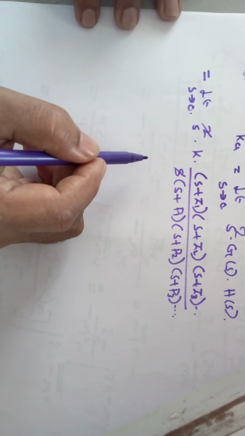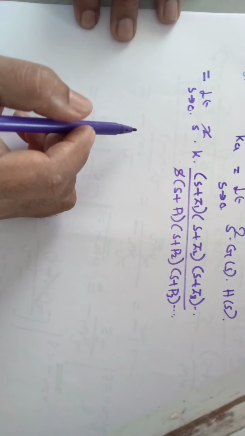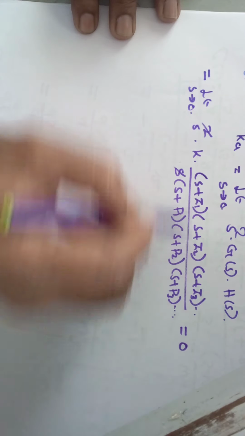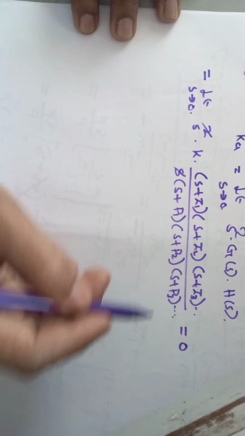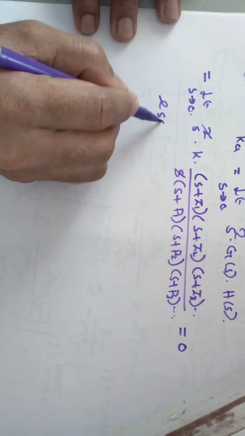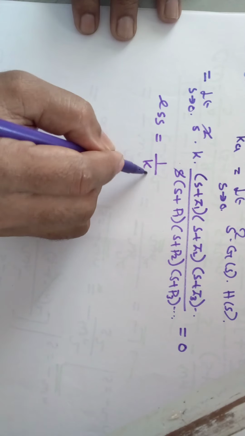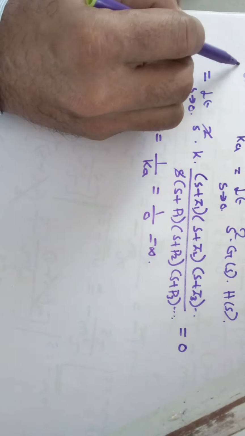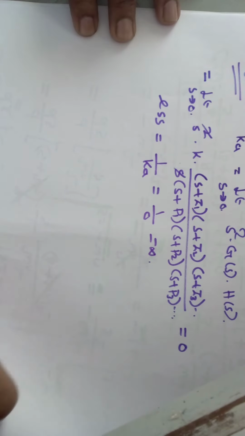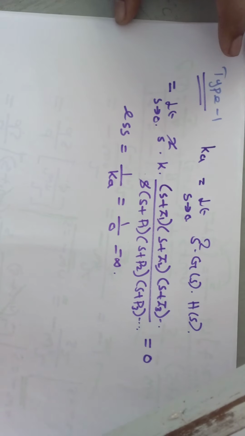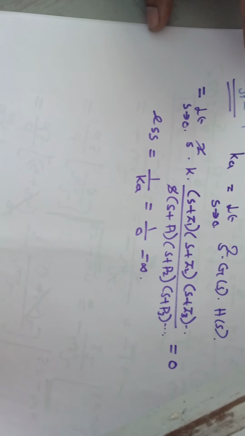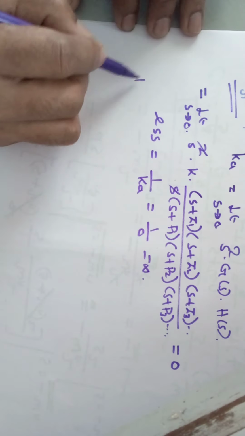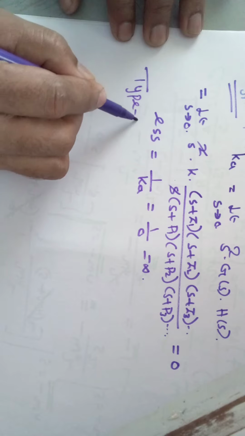k into, so this value will be equal to 0. So the numerator will be equal to 0, therefore this value will be equal to 0. Therefore your steady state error ESS is equal to 1 by Ka, which is nothing but 1 by 0, which is equal to infinity. Therefore for a type 1 system also, you are getting the steady state error as infinity for a parabolic input. Now let us see for the type 2 system.